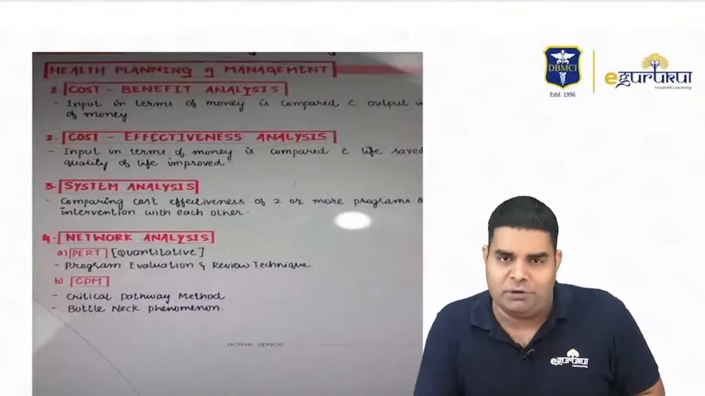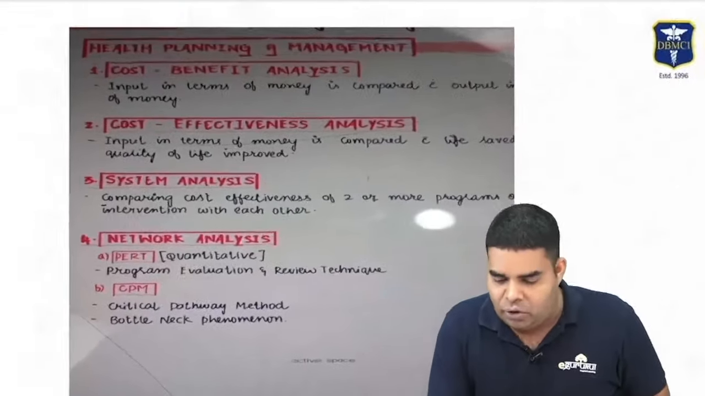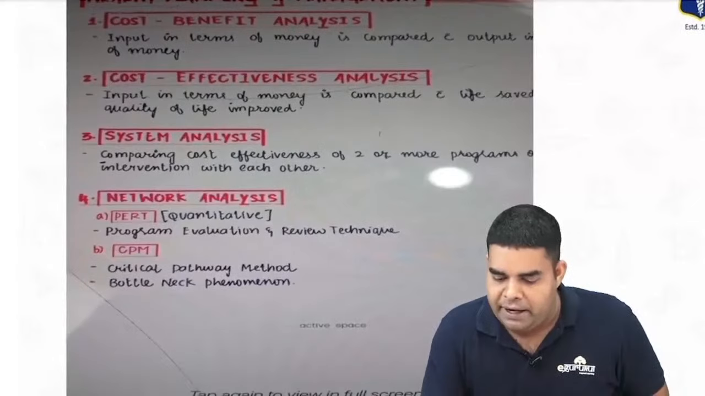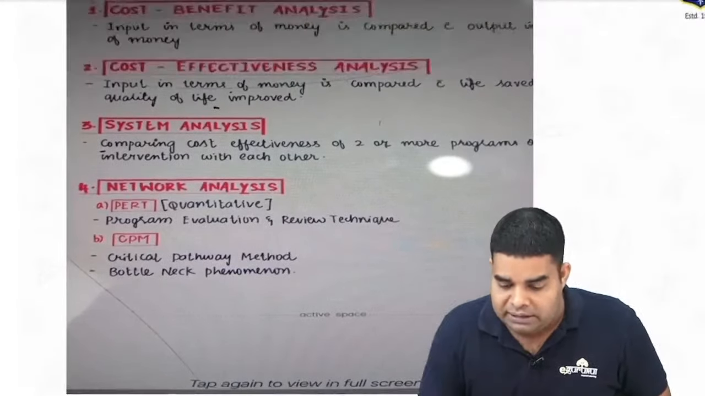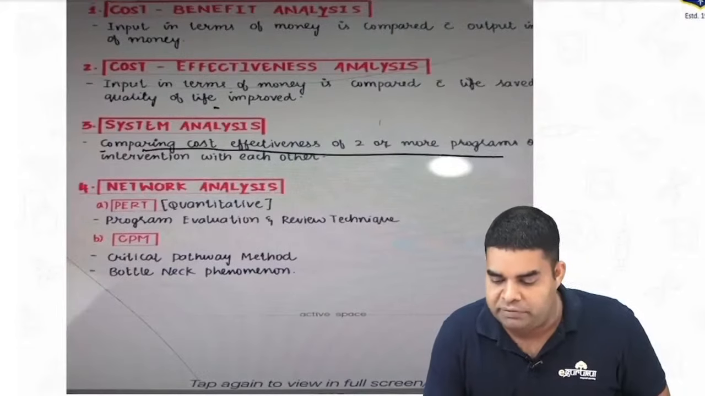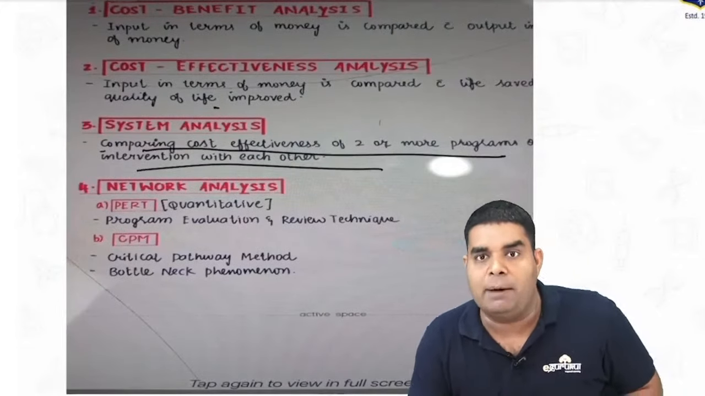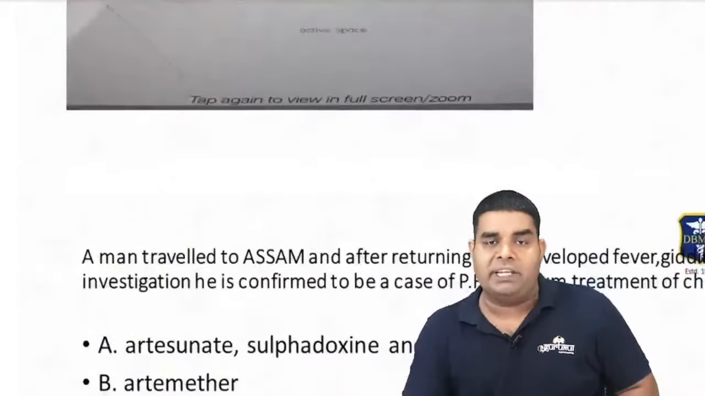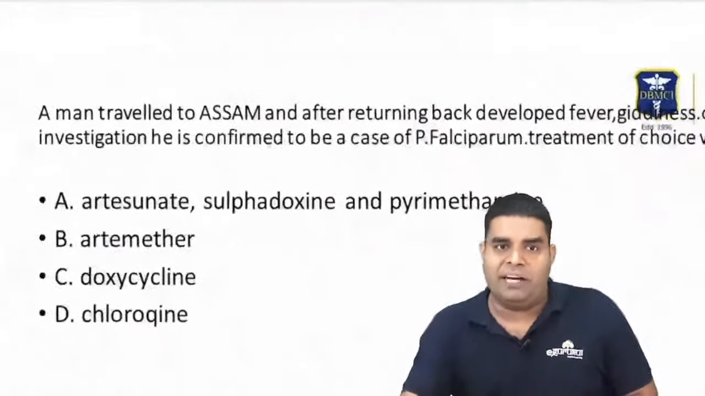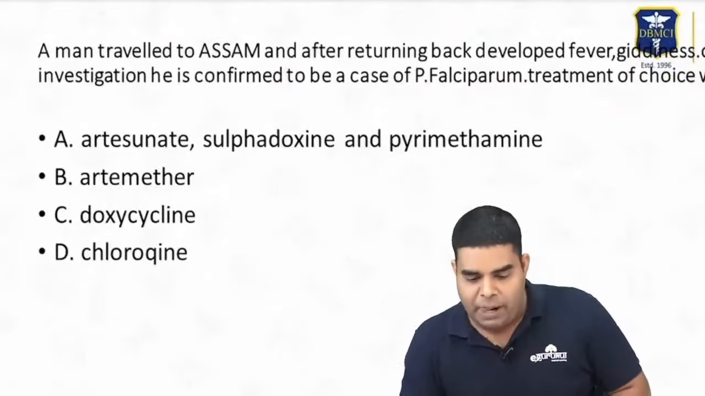I have also, of course, discussed in the class that cost effectiveness analysis means input in money and output in lives saved, and system analysis means comparing the cost effectiveness of two or more programs or interventions with each other. So we are comparing many doctors based on their work and extracurricular activity. So the answer is system analysis.